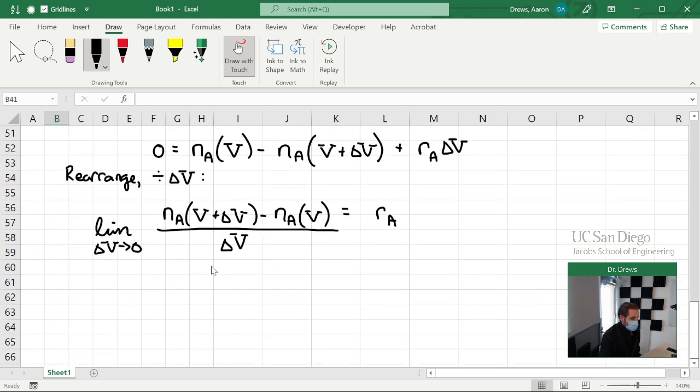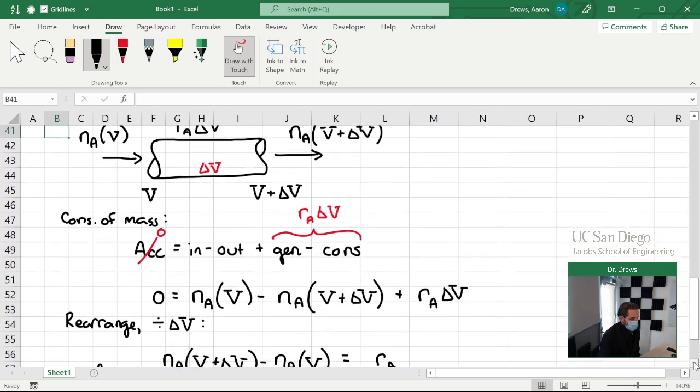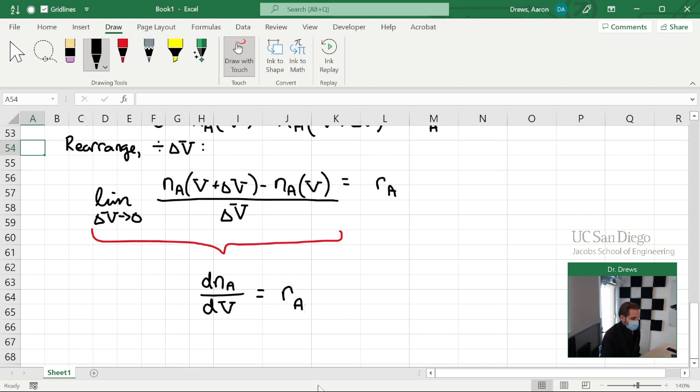Once you do that, that entire term over here on the left, including the limit, this is now our derivative. So we would say dNa dV is equal to Ra. And then we would have to specify some kind of an initial condition. For example, Na when V is initially 0, right, before it enters the reactor, is probably some kind of initial condition, and we would just call it Na0.